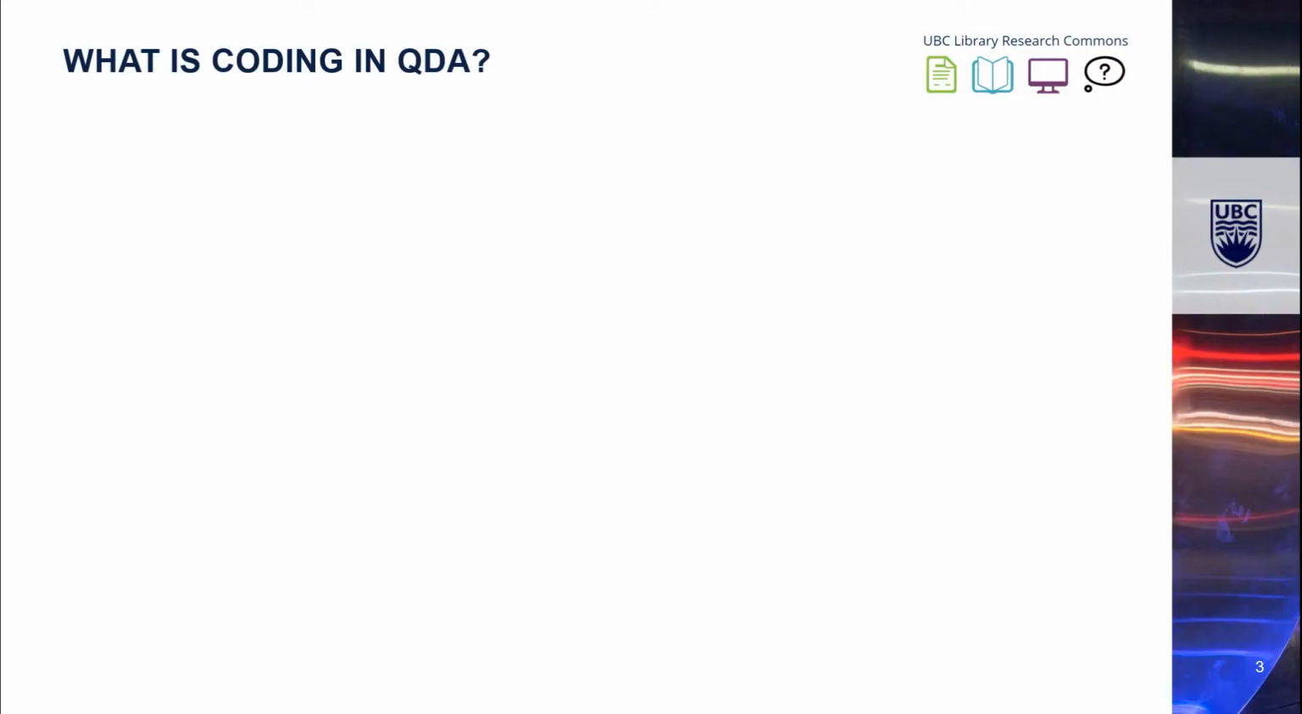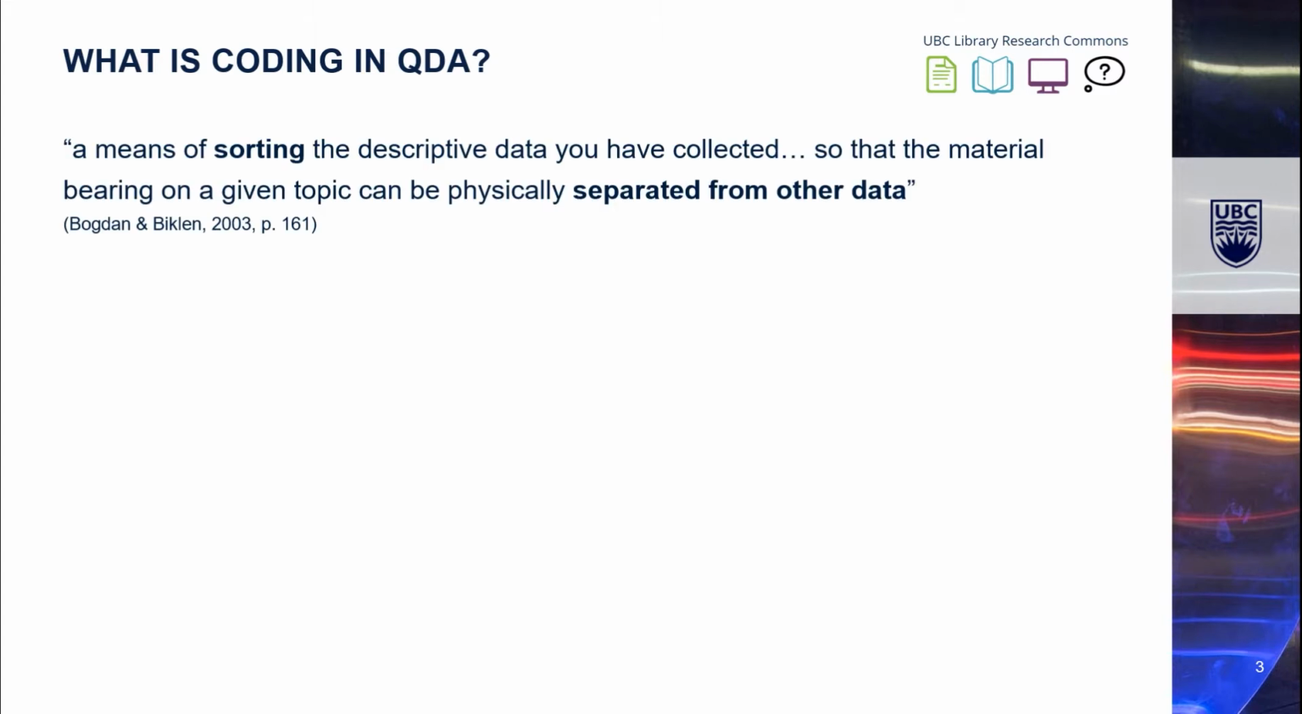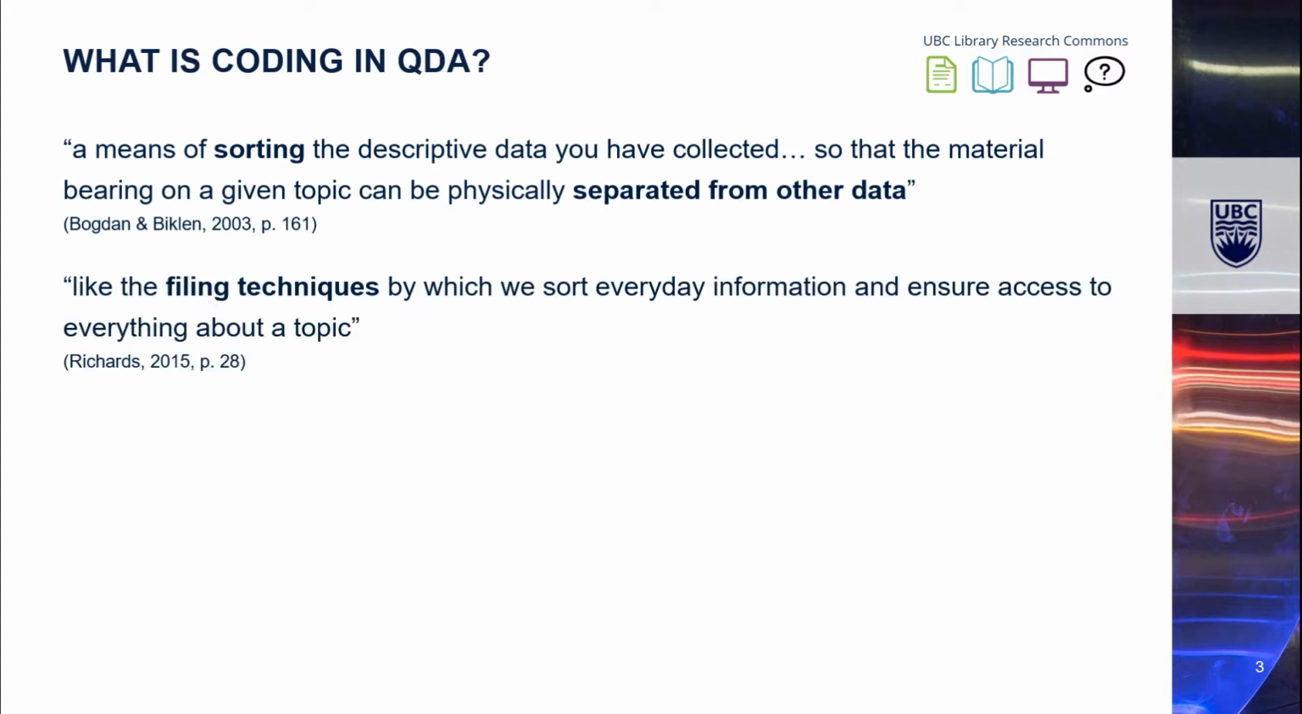Let's begin with a simple question. What is coding in qualitative data analysis? Many scholars have addressed this question in different ways. Bogdan and Biklen, in their widely referenced book Qualitative Research for Education, defined coding as a means of sorting the descriptive data you have collected so that the material bearing on a given topic can be physically separated from other data. Similarly, Richards, in her book Handling Qualitative Data, likened the coding process to filing techniques, by which we sort everyday information and ensure access to everything about a topic.